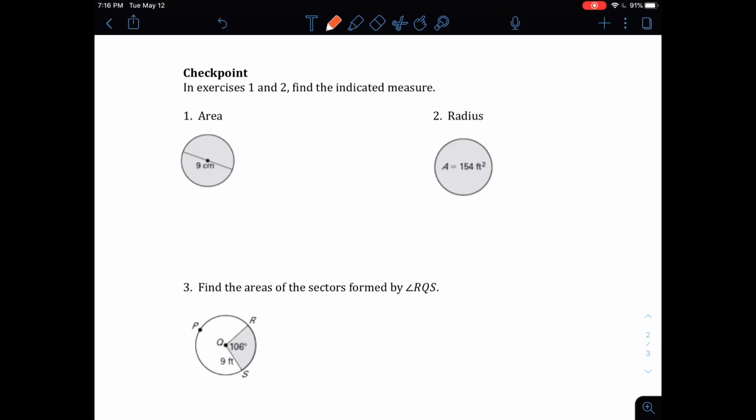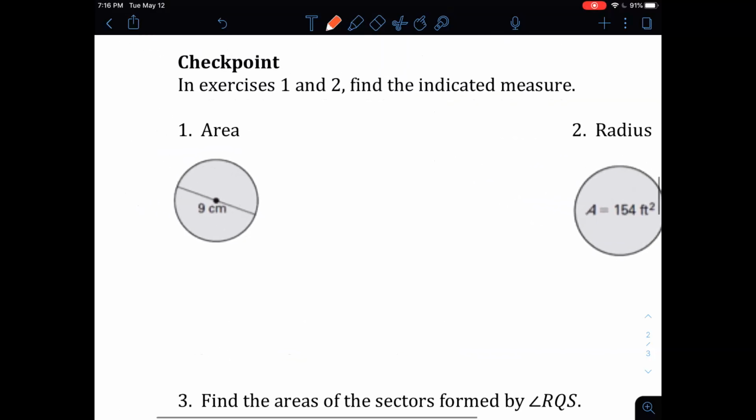All right, let's do checkpoint 1. So we're looking for the area of this circle. Area equals pi r squared. Now we know that the diameter equals 9, so is the radius going to be 18 or 4.5? It's going to be 4.5. The radius is half the diameter, so we're going to plug that into the formula.